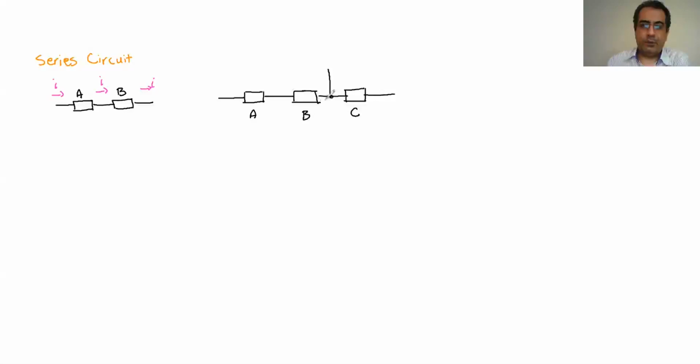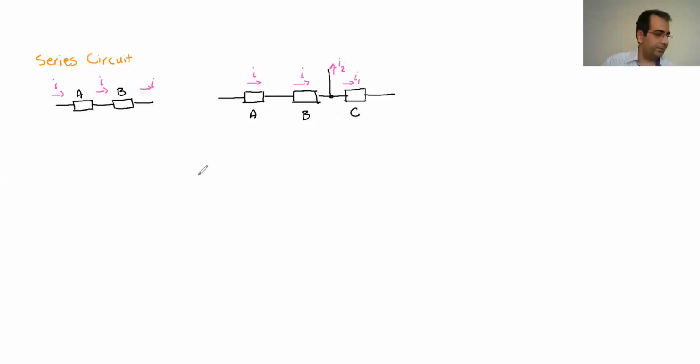And you can see that if there's an I going here, the same I is going here, but that I would be split here, and becomes I1 and I2. So as you can see, the C is not in series, although it might look like C is in series with A and B. It's not, because there's something in between them.